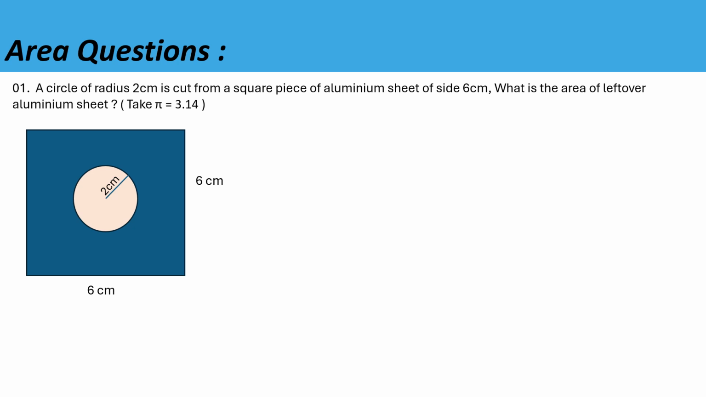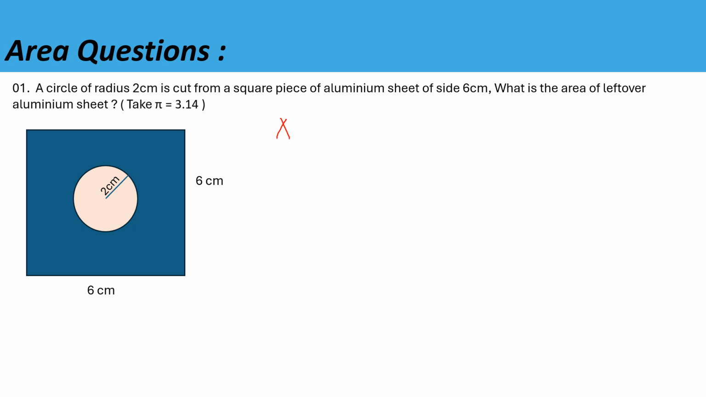So what we have been given is the circle's radius, 2 cm, and a square which is 6 by 6 cm. Now what we have to find is the leftover area of the aluminium sheet, and we are told to take pi as 3.14. So to find the area of the leftover part, we have to deduct the area of the circle from the area of the square. So first let us discuss the area of the square.